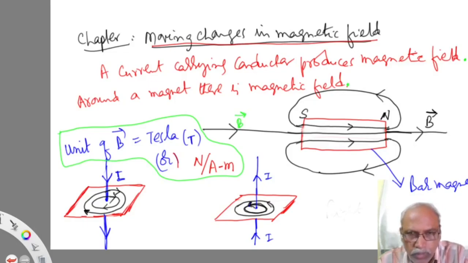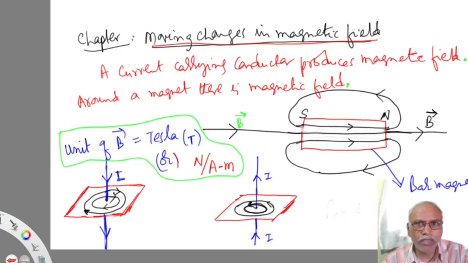Till now we did these topics in the chapter moving charges in magnetic field. First, a current carrying conductor produces a magnetic field. Around a conductor there is a magnetic field. Current can create different effects. Due to current there is a heating effect. Due to current there is a magnetic field. And due to current there is a chemical effect also, electrolysis.